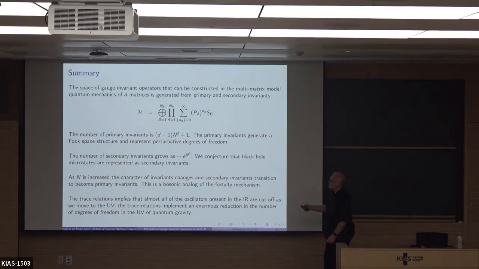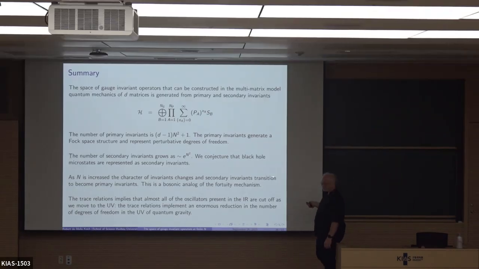Okay, so let me just summarize. The space of gauge invariant operators that can be constructed in these multi-matrix quantum mechanics takes the form of this direct sum. Each term in the direct sum is labeled by a specific secondary operator. It's dressed by a product over all of the primaries raised to any arbitrary non-negative integer powers. We know the number of primaries is (d-1)N^2+1. They generate a natural Fock space structure. You can raise the primaries to any power you like. The number of secondaries grows like e^(αN^2). So these seem to be natural candidates for black hole microstates, but they are represented as secondary invariants.